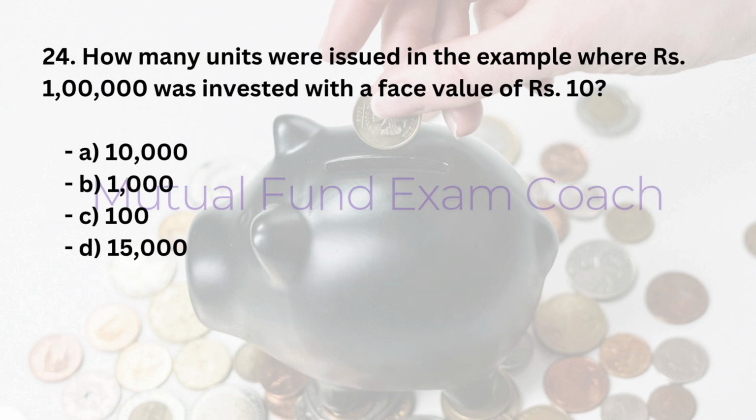24. How many units were issued in the example where Rs 1,00,000 was invested with a face value of 10 rupees? A. 10,000. B. 1,000. C. 100. D. 15,000. Answer, A. 10,000.